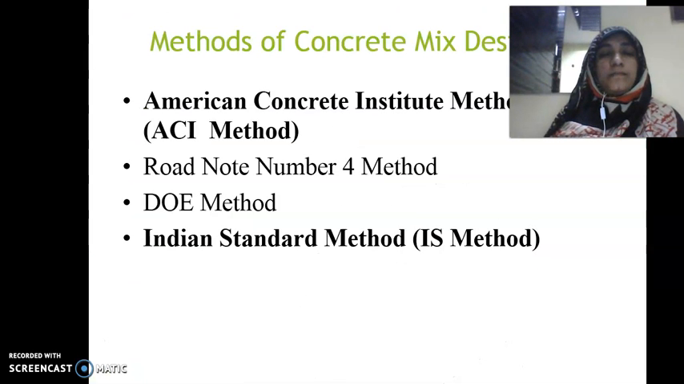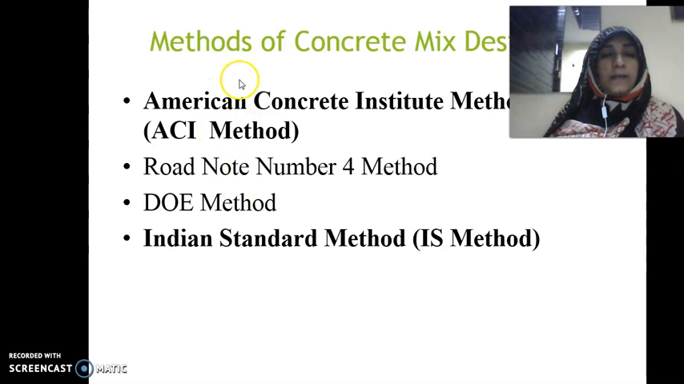Next, methods of concrete mix design. These are the methods from which we can design the concrete mix. First method, American Concrete Institute method, that is ACI method. Second method, Road Note number 4 method. Third one, DOE method, that is Department of Environment method. Last one, Indian Standard method, that is IS method.